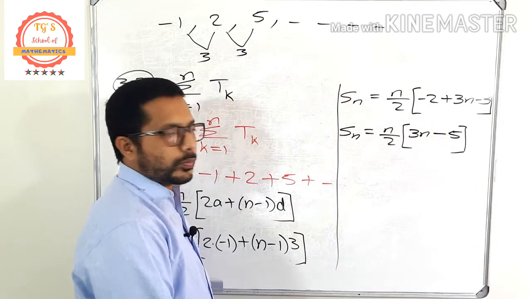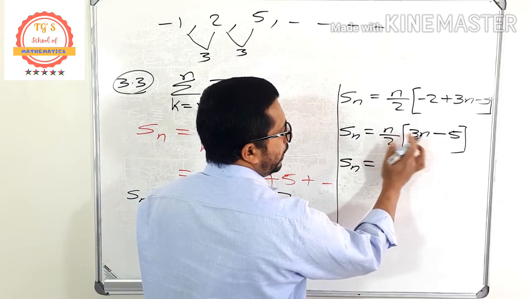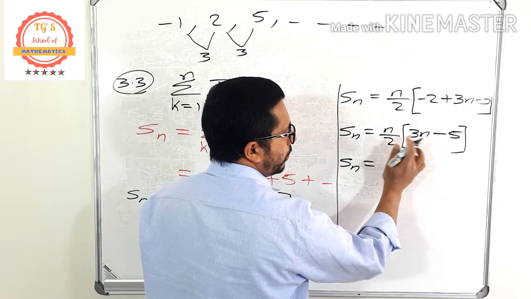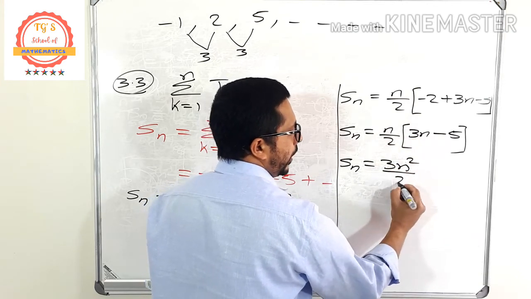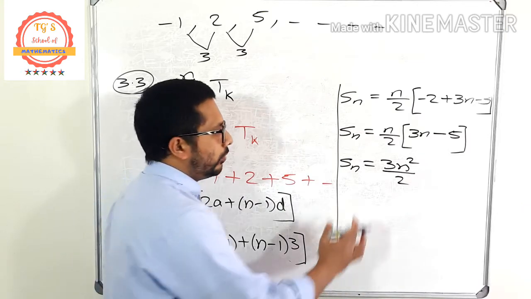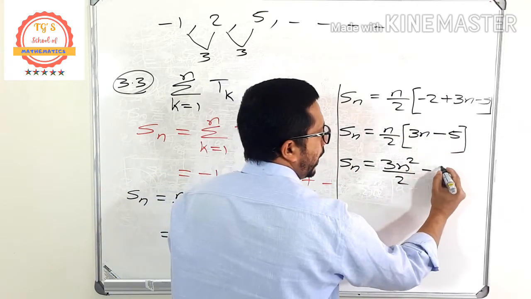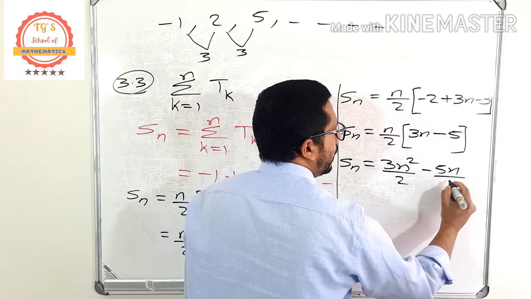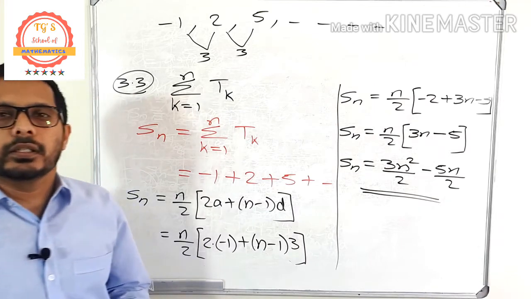Now we can expand the bracket. So Sn is equal to n into n, which is n squared, with the 3 there, 3n squared divided by 2. Then you have to multiply the second term also: n into minus 5, that is minus 5n divided by 2. So this is the answer.